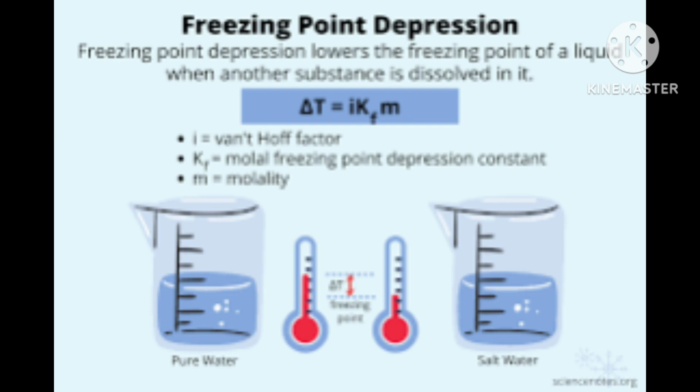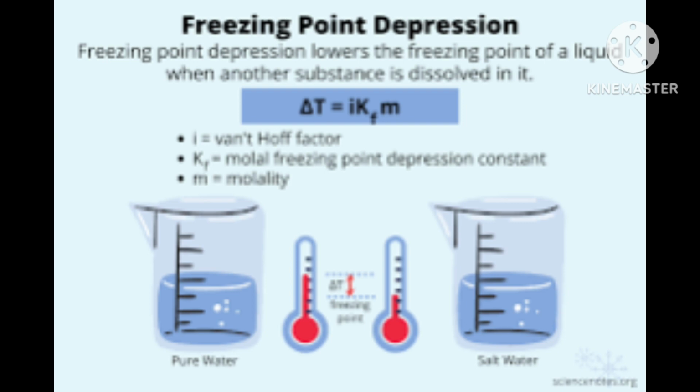Now you have calculated delta T. Delta T_B is equal to 0.52 into 0.1 into 0.1, that is the molality. After multiplying, 0.52 into 0.1 will come 0.052 Kelvin. A very easy calculation, 0.52 into 0.1 means 1 upon 10. Then you will get 0.052 Kelvin.